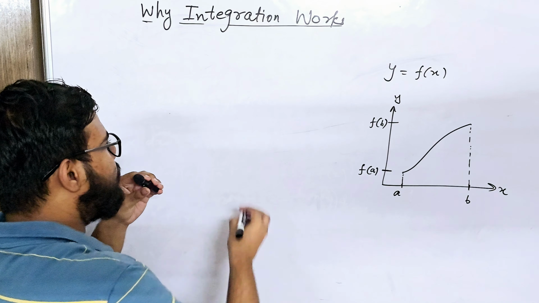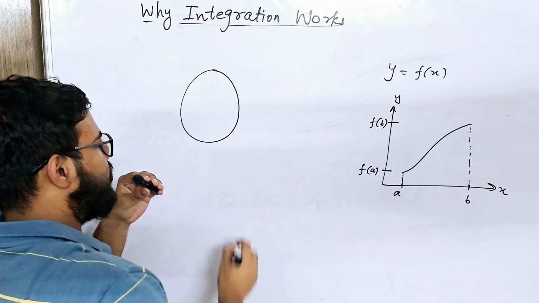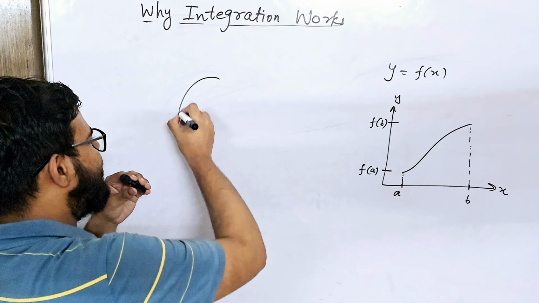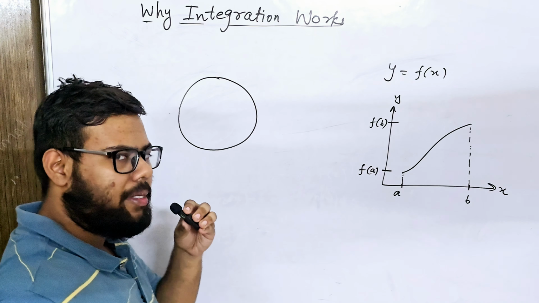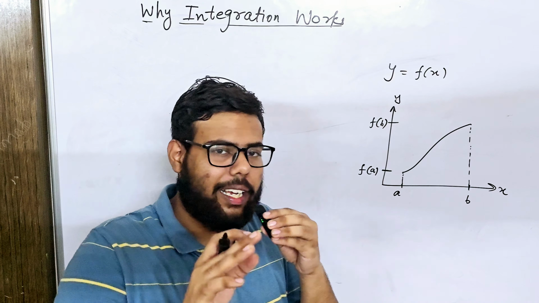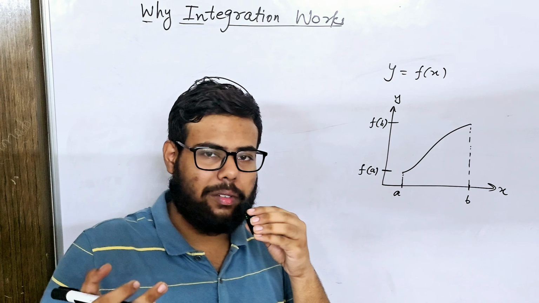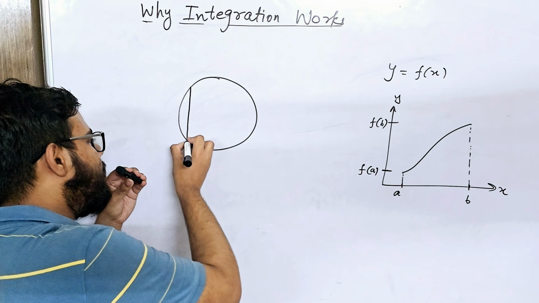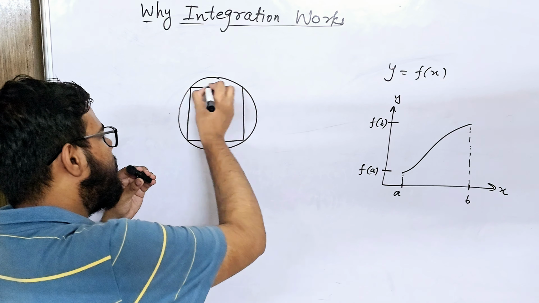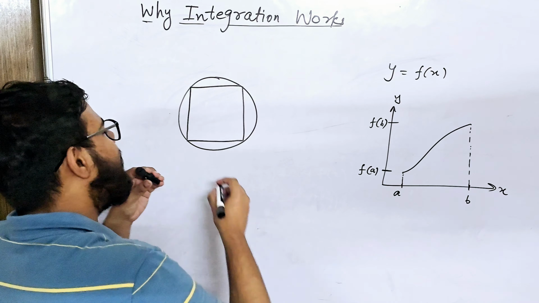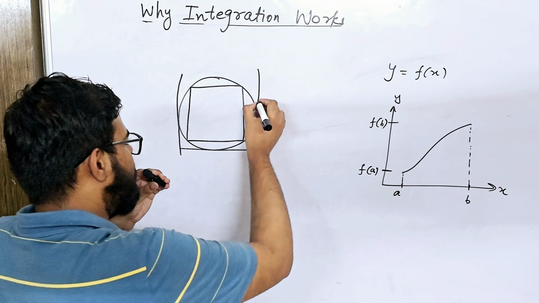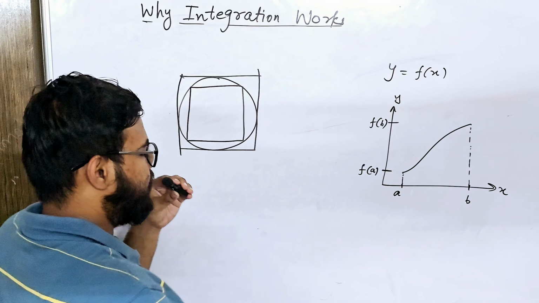Suppose I ask you to find the area of this circle, let me draw it properly. You have to find the area of this circle, and you don't know the formula that the area of a circle is equal to pi r square. Then what are you going to do? Well, basically you will first draw one square inside that circle, and you will draw a square outside this circle, correct?